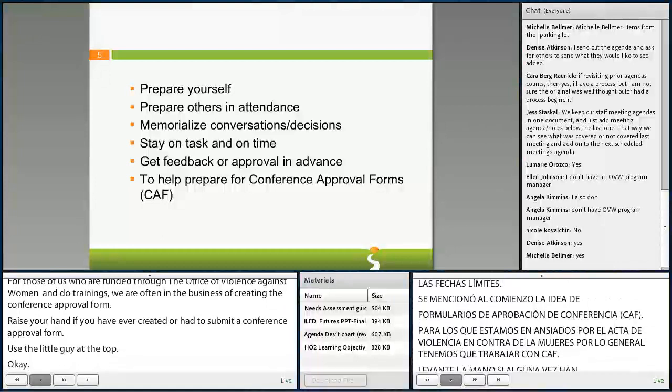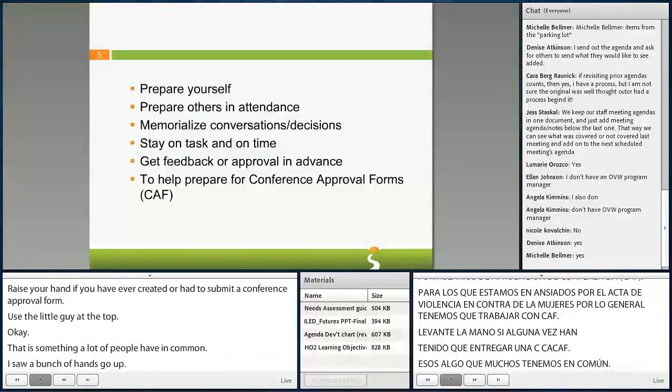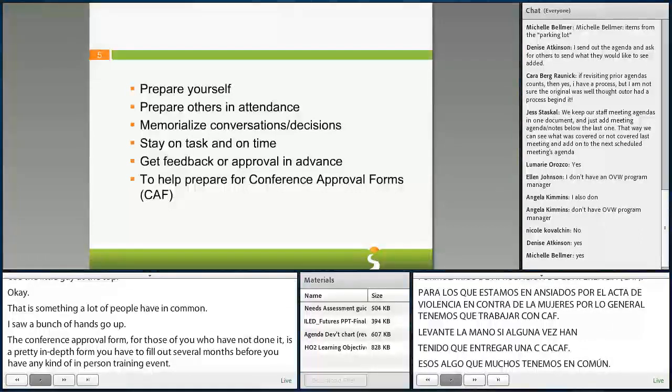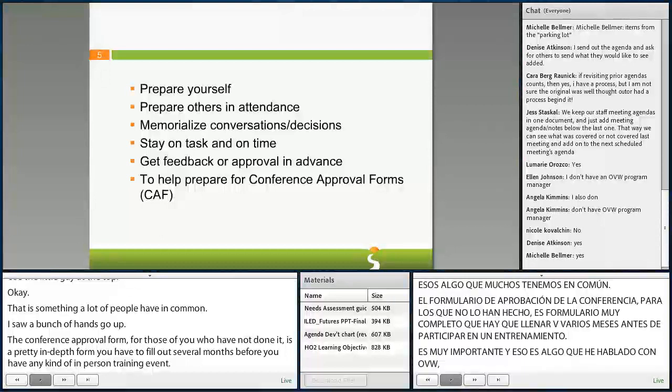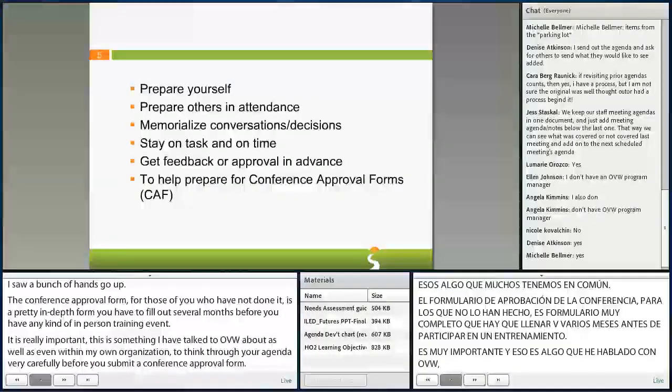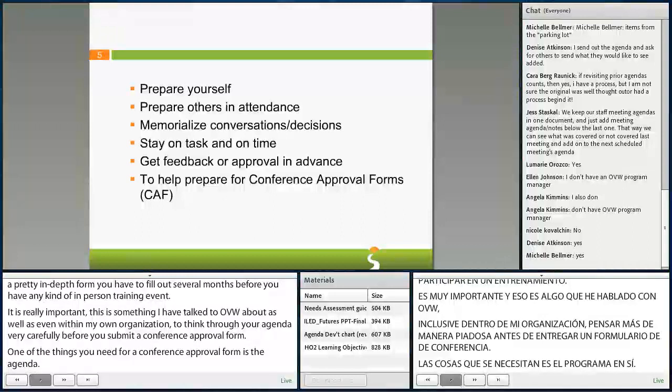The conference approval form, for those of you who have not done it, is a pretty in-depth form that you have to fill out several months before you have any kind of in-person training event, right? And so it's really important, and this is something I've talked to OVW about, as well as even within my own organization, to think through your agendas very carefully before you submit a conference approval form. So one of the things you need for a conference approval form is the actual agenda, right? But sometimes we are doing it so far in advance that we think, I don't really know exactly what the agenda is going to look like for this event that I'm having in 6 months. So I have sort of a vague idea what's going to be at this meeting, so I'll just throw it together in the agenda, right?